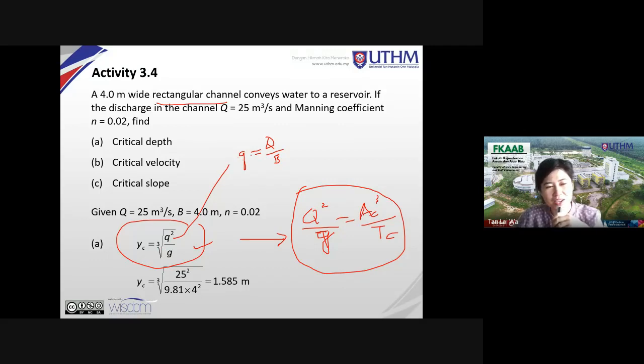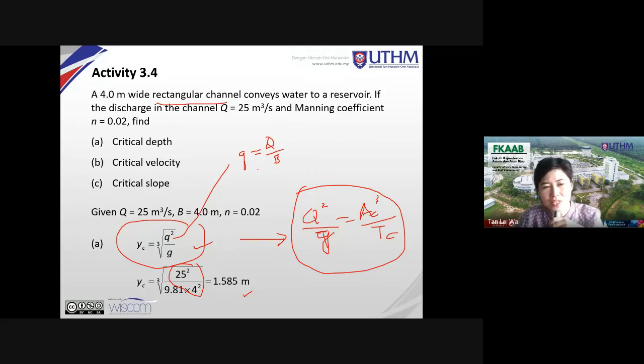So I just find my discharge over unit width, 25 divided by 4. Alright, so that's why this is the one. I can straight away find my discharge over unit width first, then I substitute in this equation. Sama juga. So boleh cuba nanti, I think you have to try this.